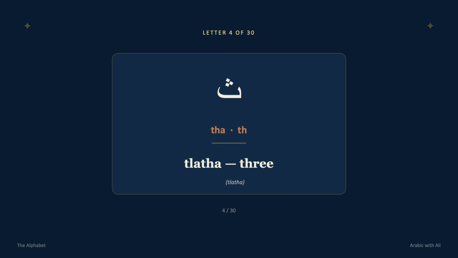The fourth, which is tha, and it's pronounced the, as in the word theater or 3. So the, ثلاثة.